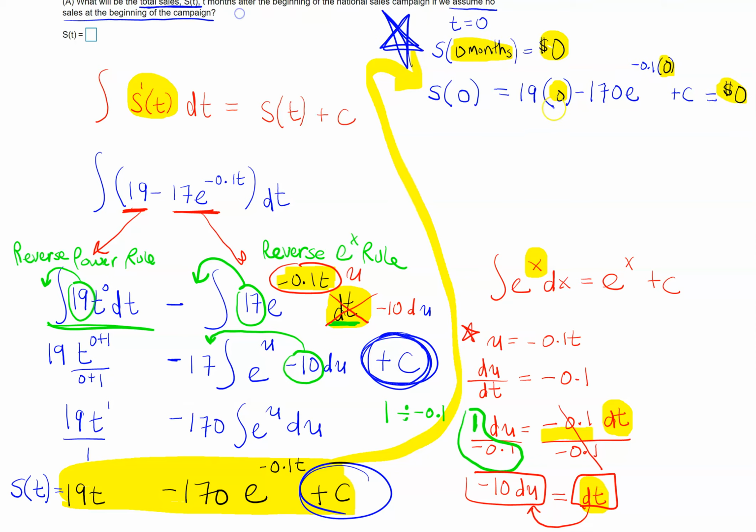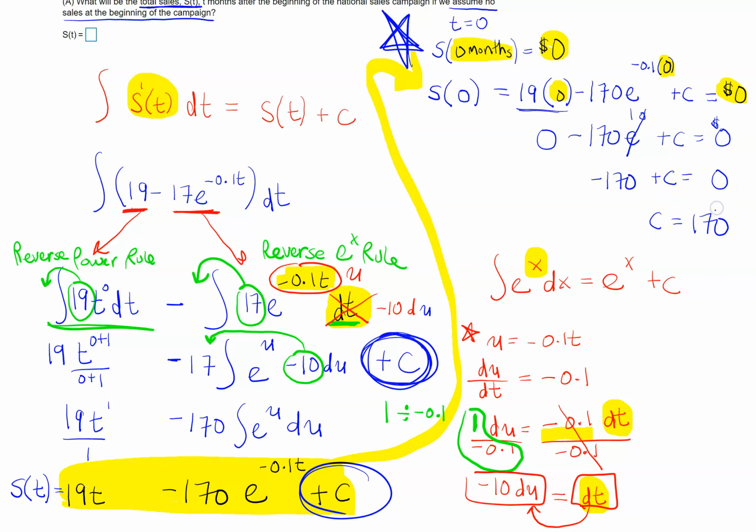So 19 times 0 is 0. Minus, I have 170 e to the 0 power. Okay, but any non-zero base to the 0 power is just 1. So I really have 170 times 1. So I really just have 170 there. And then when I add c, I need the output to come out to be $0. So c has to be a positive 170, right? Yeah, if negative 170 plus the constant is going to give me a 0 output, that constant has to be positive 170, because negative 170 and positive 170 would add to 0.